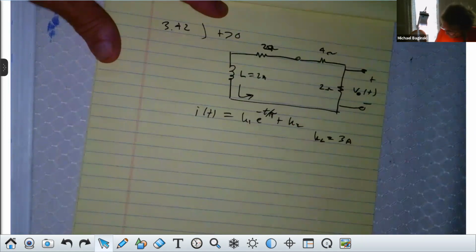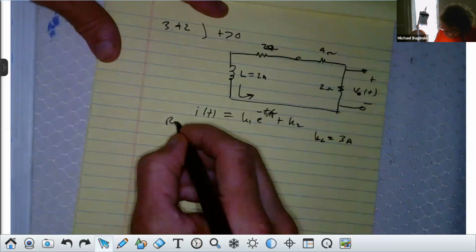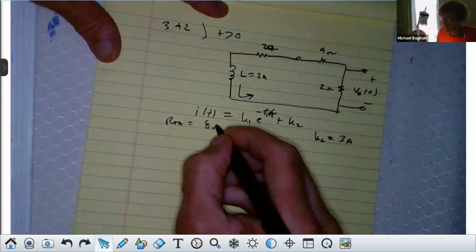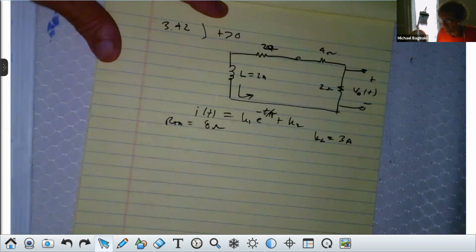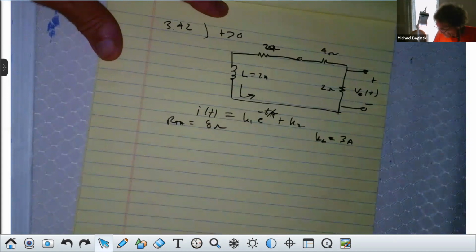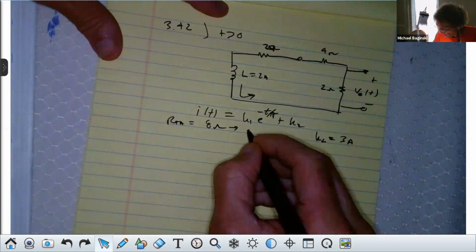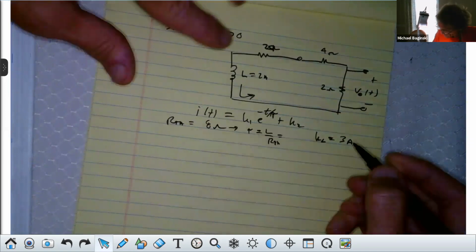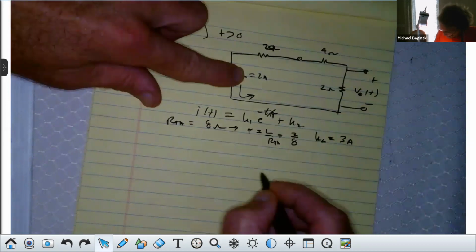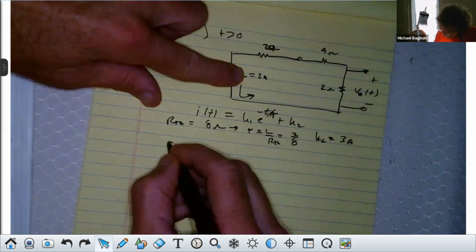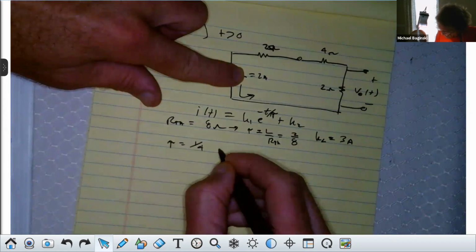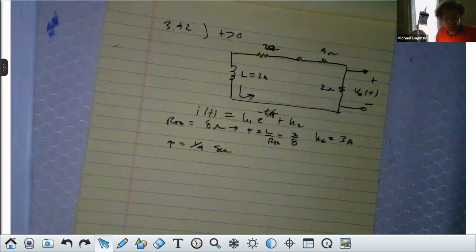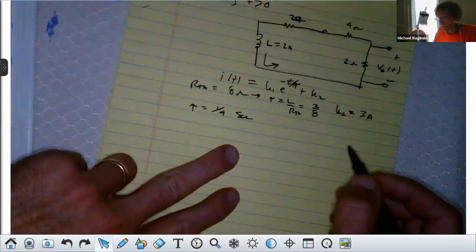Now, we also found that our R Thevenin here was equal to 8 ohms, correct? Restating what we have. From that 8 ohms, we immediately get tau, which is equal to L over R Thevenin, and that's equal to 2 over 8. And therefore, tau here is equal to 1/4. The units of tau are seconds, by the way, if you care to know. Now, there's one thing left to be done, K1. Agreed?